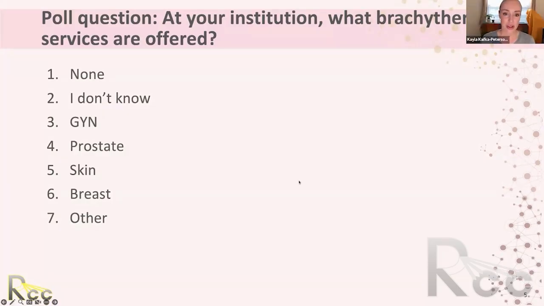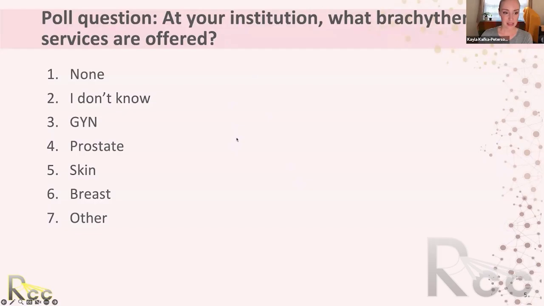All right, so the results are 31% have no brachytherapy, 6% say I don't know, and that's okay. Brachytherapy is a very specialized form of treatment. 57% say GYN, which, like we said, is one of the most common uses of this, especially worldwide. Prostate, skin, and breast. Prostate 16%, skin and breast 8%.